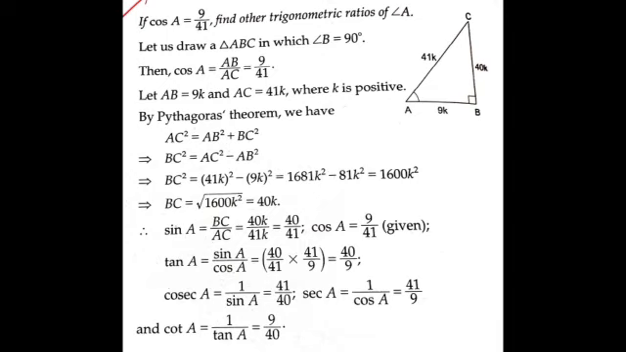Only left is sec A. Sec A, it is reciprocal of cos A. So we can write sec A, it is equal to hypotenuse by base. Hypotenuse it is 41K and base it is 9K. So we have sec A is equal to 41 by 9. Moving towards the next question.